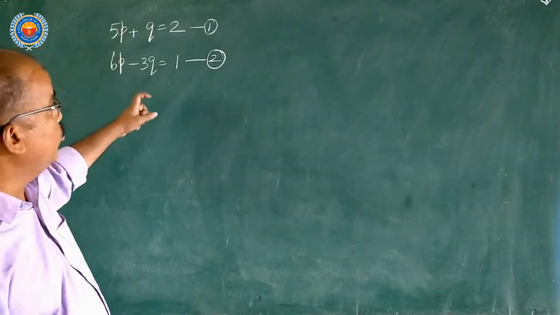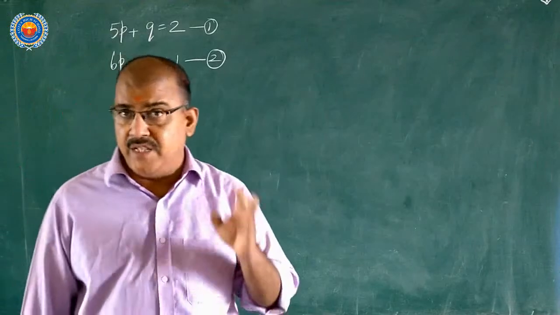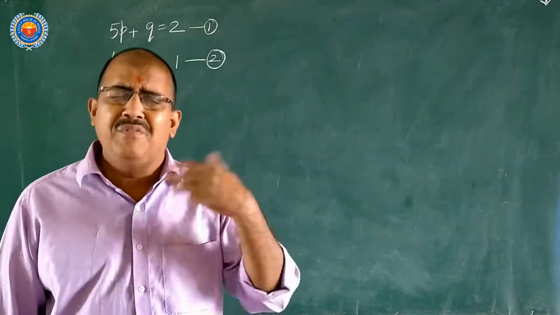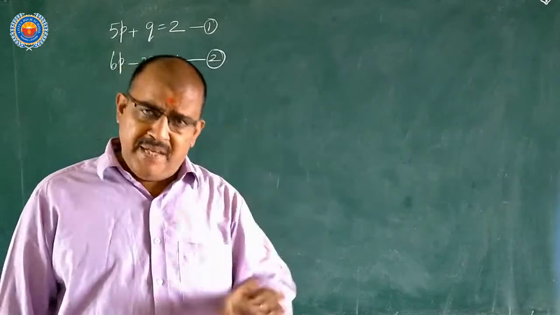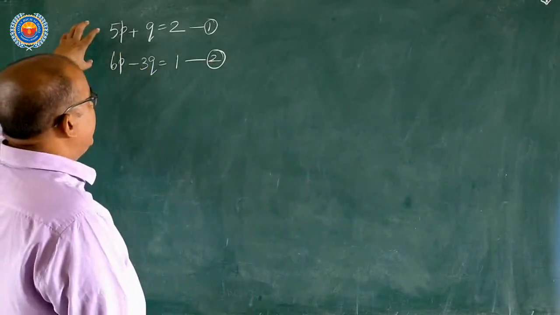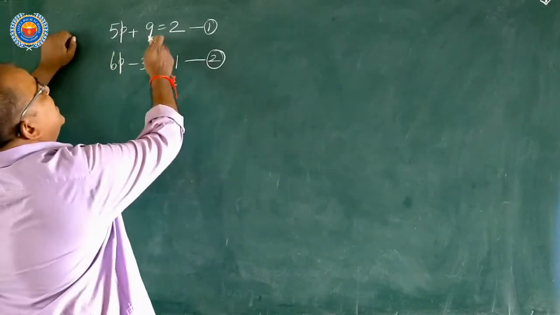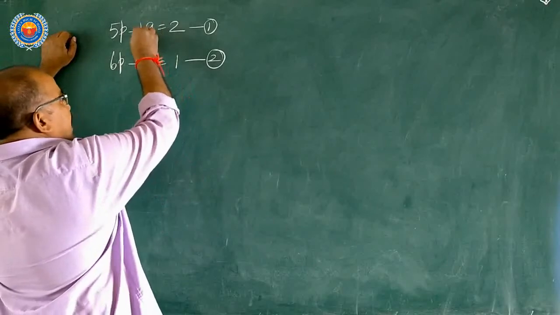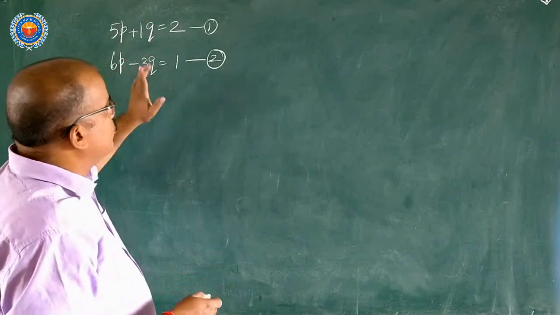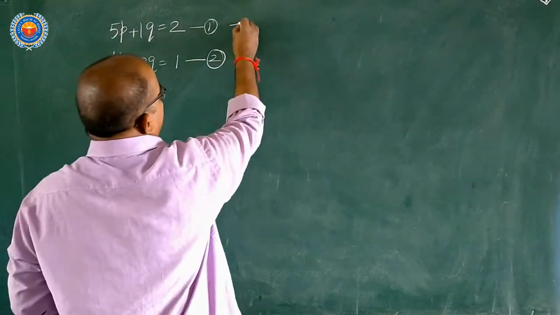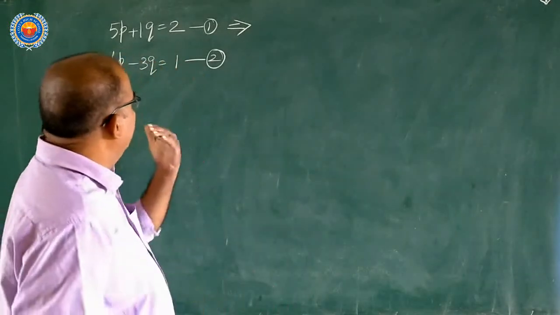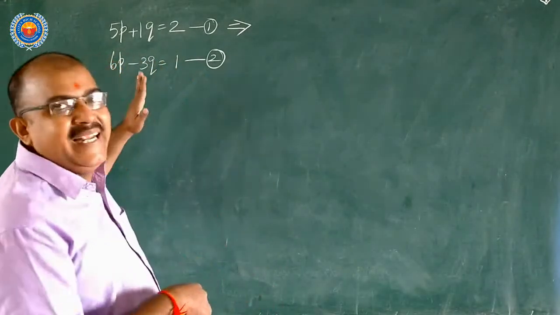Now these are a pair of linear equations in two variables, and we are going to solve by using the elimination method. You know very well, you practiced many sums. Now once again I'll explain. Here the equations are 5p plus 1q is equal to 2 and 6p minus 3q is equal to 1. So now we have to balance the equation. Now I am going to eliminate q.